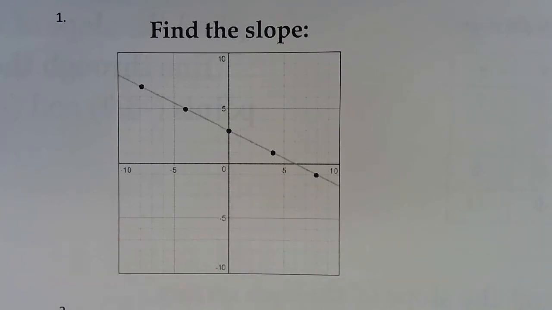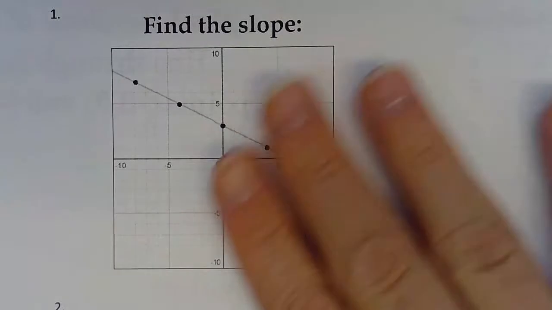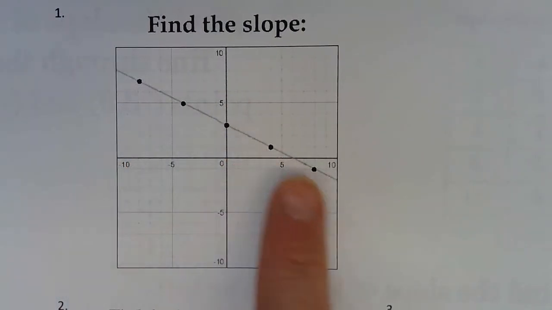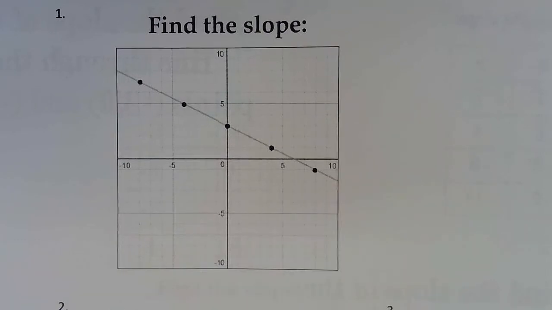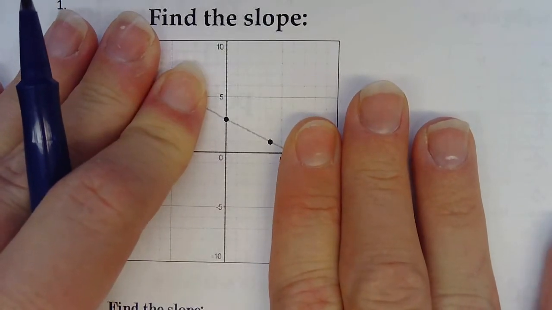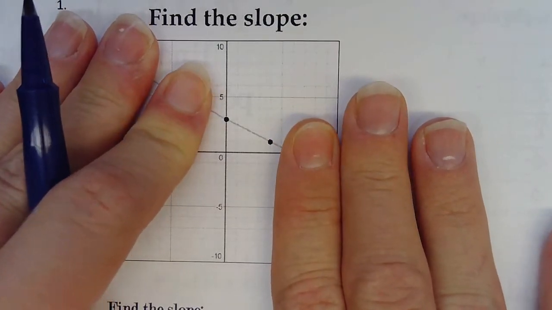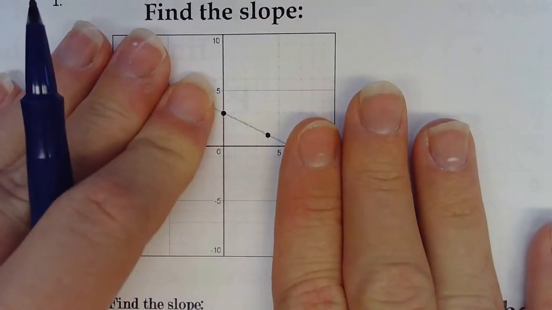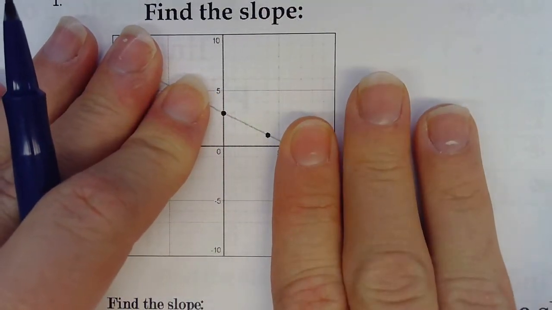When you are finding the slope of a graph, you just pick 2 points. They give you 1, 2, 3, 4, 5 of them. You just need to pick 2 and kind of focus in on those. So I'm going to focus on these 2 right here. You could focus any 2. I like dealing with ones that are on the axis. I don't really know why.